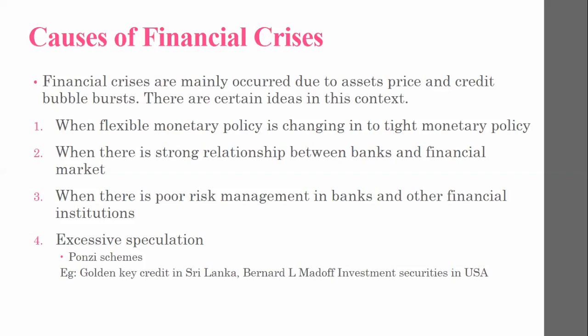So how does this bubble occur? That is the problem. Why is there a sudden increase in asset prices? Normally the first reason is when a flexible monetary policy changes to a tight monetary policy. Let's discuss it step by step. Please listen carefully to this part, because this is very critical to understand the rest of the lecture as well.